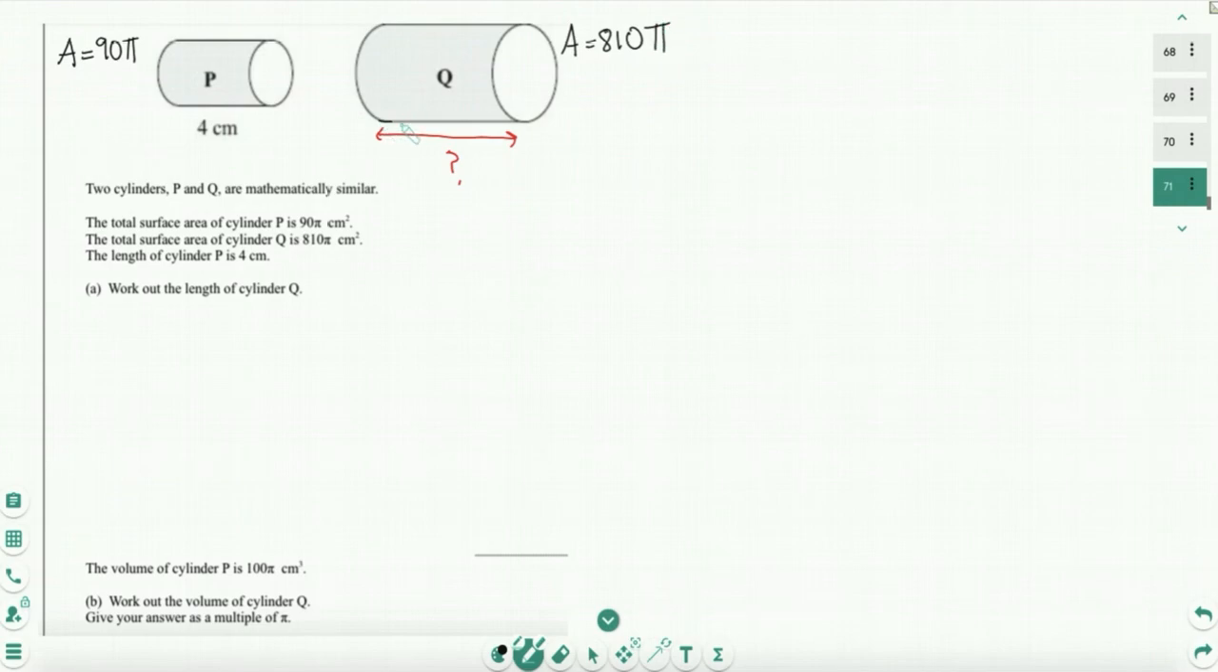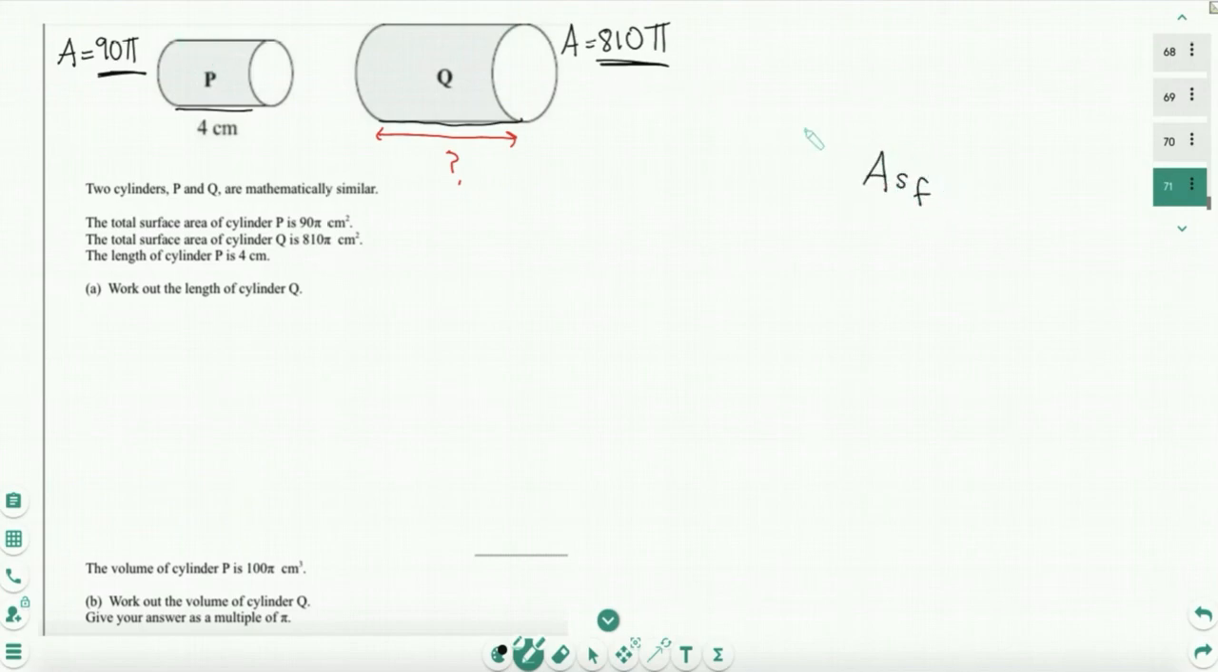In order to find this missing length, I need to find the scale factor between the two lengths, 4 and our unknown length. But I don't have a length scale factor. But what I do know is I know both of the areas, so perhaps I can find the area scale factor instead.